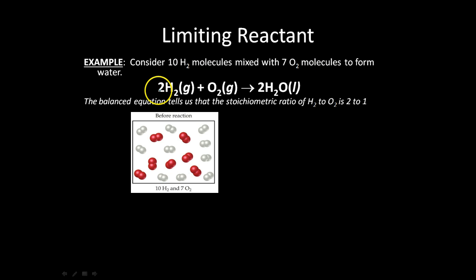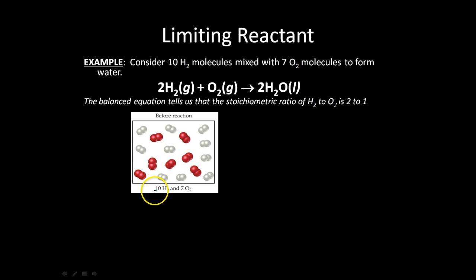Remember this equation from the beginning of these videos, where I have 2H2 plus O2 going to form 2H2O. Based on this balanced equation, the stoichiometric ratio of hydrogen to oxygen molecules is 2 to 1. So consider this pictorial view of it. This is the same thing as my example problem in picture form.